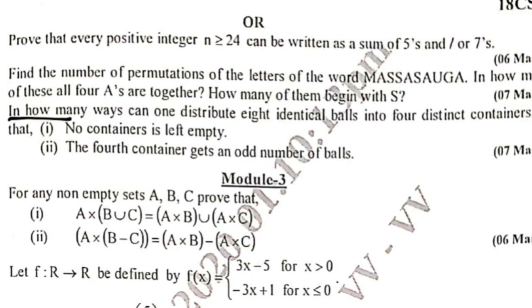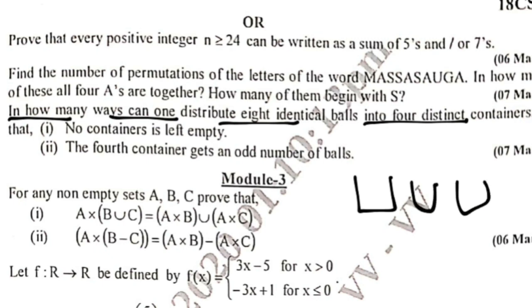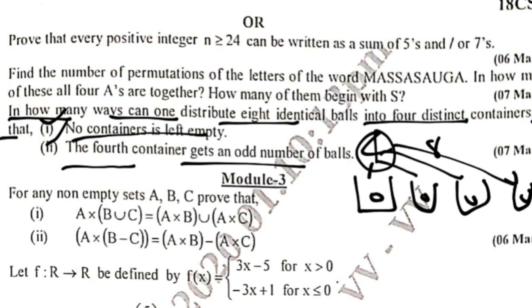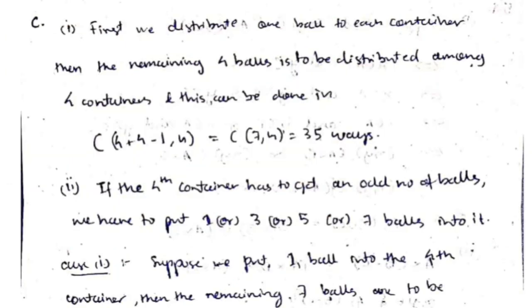The next question is, in how many ways can one distribute 8 identical balls into 4 distinct containers? So 4 containers are there and we have to distribute 8 identical balls, and 2 questions are given: no container is left empty, and the 4th container gets an odd number of balls. No container is left empty means initially we will fill each with 1 ball, all these containers will be filled with 4 balls, so we will be remaining with 4 balls. And these 4 balls are to be distributed among these 4 containers. There is a formula for it. Let's see what it is. Since 4 balls are remaining, the formula is C(n plus r minus 1, r).